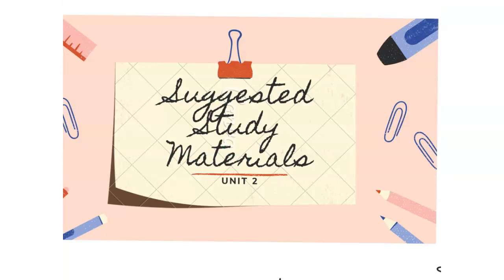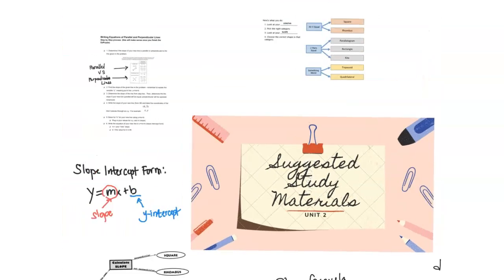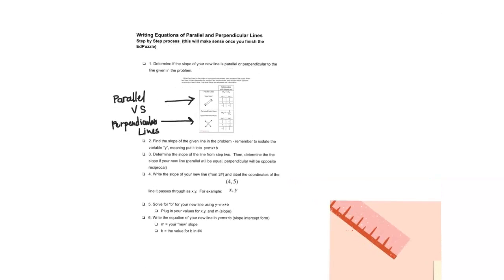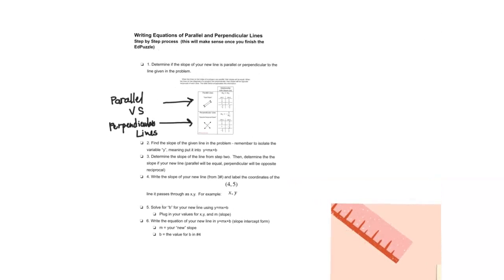Let's get started with the Unit 2 test review. As you prepare for your Unit 2 test, there are some suggested study materials that you should use as you are studying, as well as that you can use while you're taking your test. Some of those items include your step-by-step guide on writing equations of parallel and perpendicular lines.